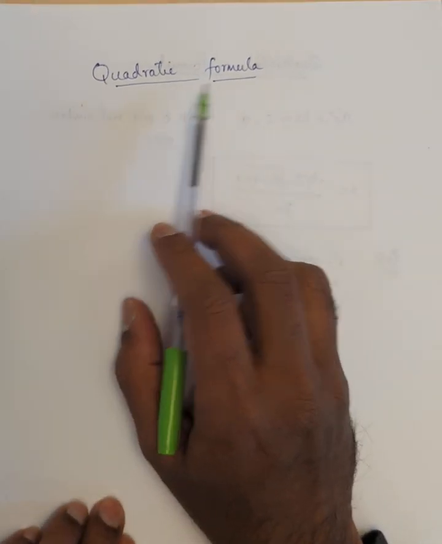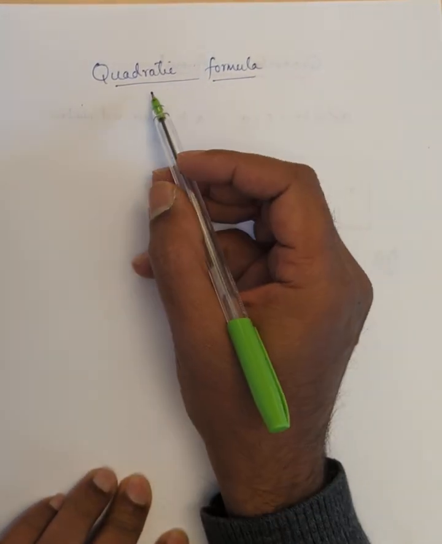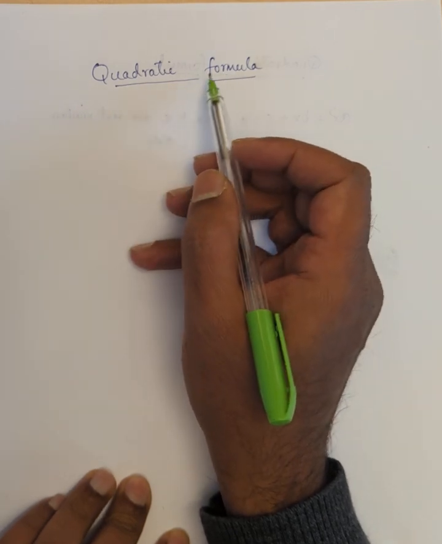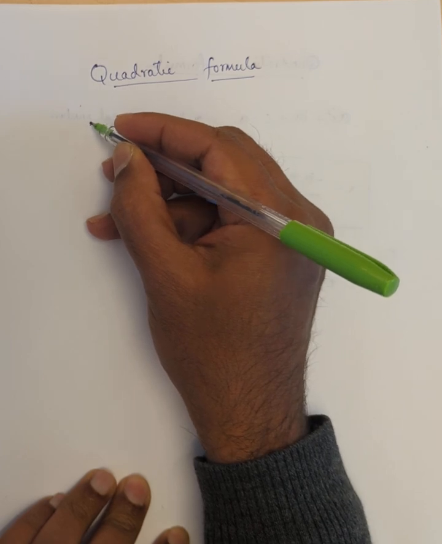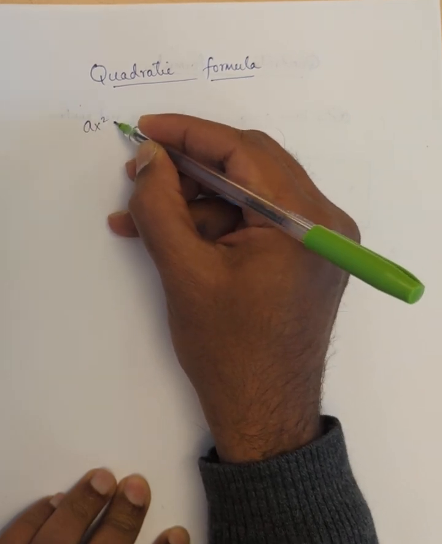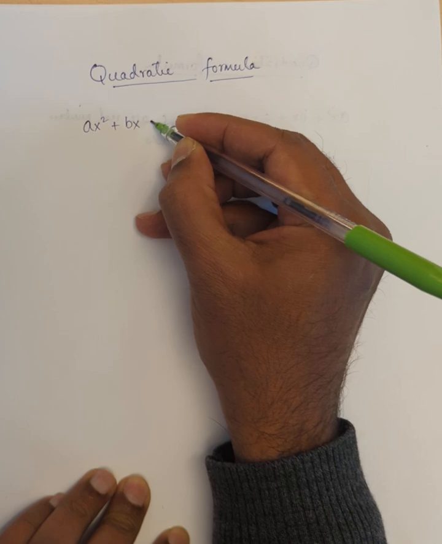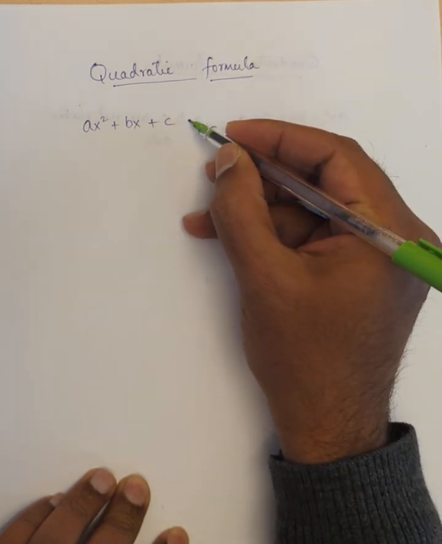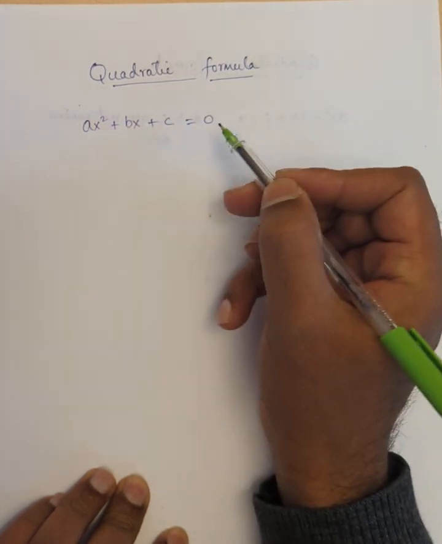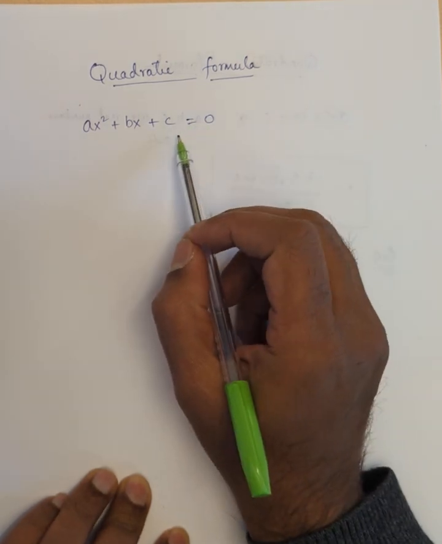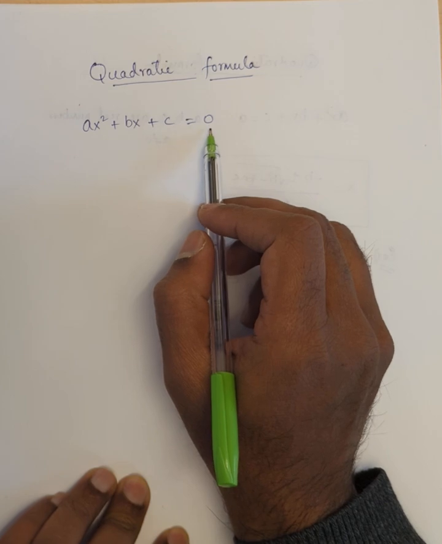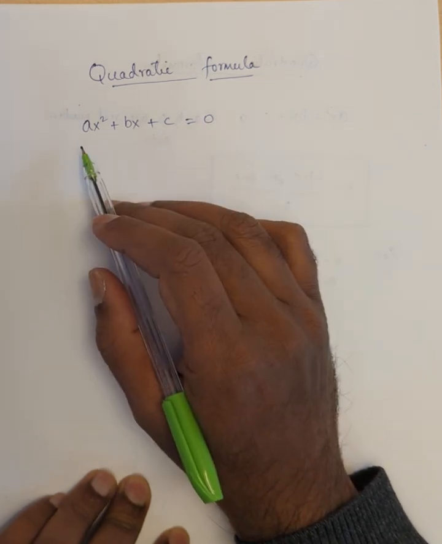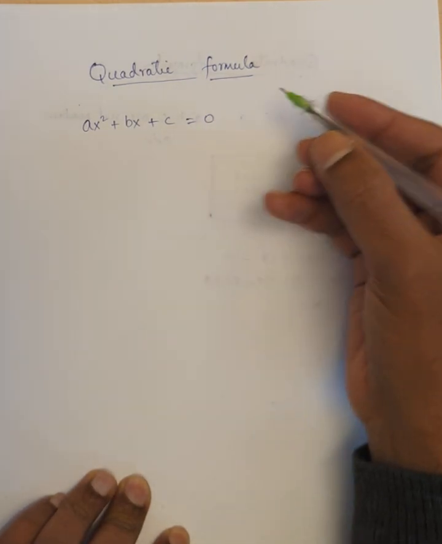Quadratic formula. In this video, we'll talk about using the quadratic formula to solve a quadratic equation in standard form. And recall, standard form of a quadratic equation is this: ax squared plus bx plus c equal to 0. So everything is on the left side, the right side is 0. If you don't have 0 here, then you've got to move everything to the left by subtracting.